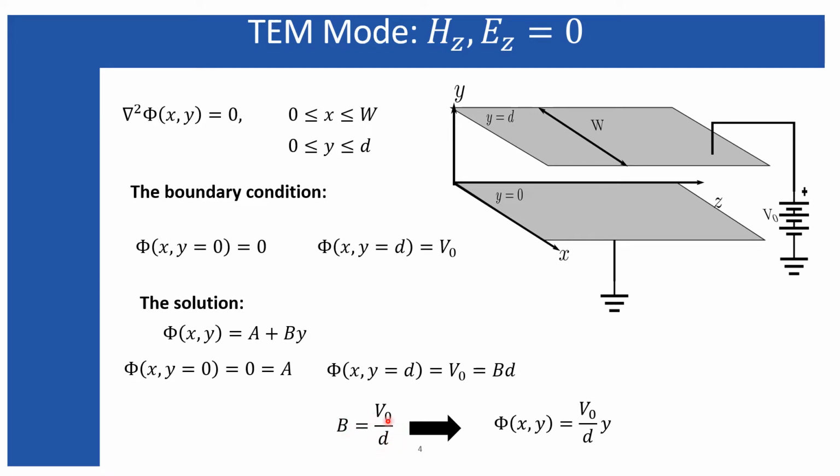Finally, putting these two arbitrary constants into the solution, we obtain the potential, which is V naught divided by d times y. This is correct, because the potential varies along the y direction. So this is the correct equation.